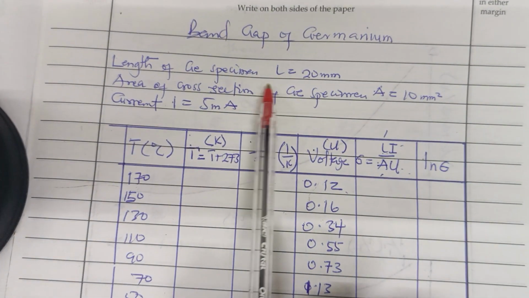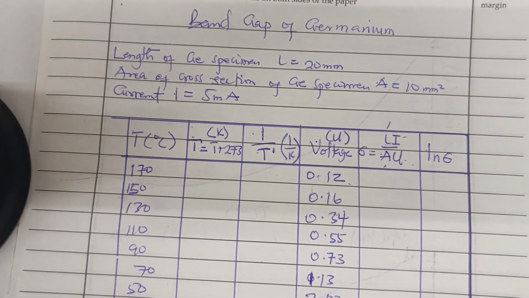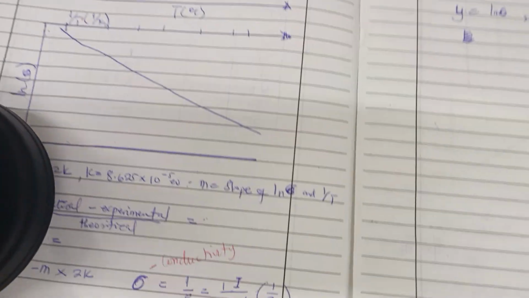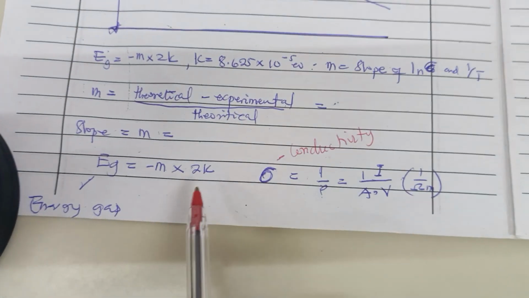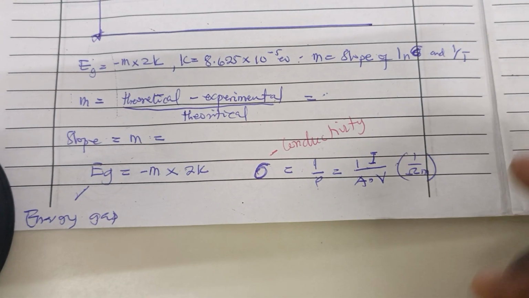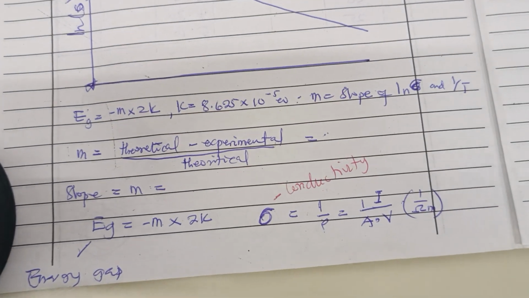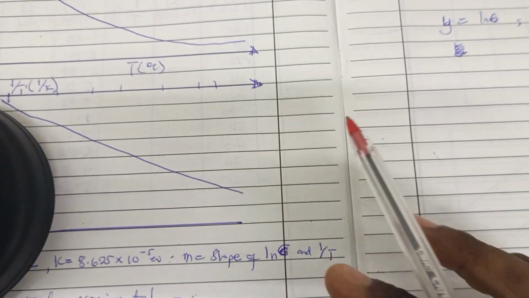So we realize that when we come back here, we have length, area, current, and then the voltage. This one is voltage, this is voltage. Now let's look at how we came about this experiment. So this is what we are finding. We are interested in finding the energy gap of the germanium specimen, as in the first video.